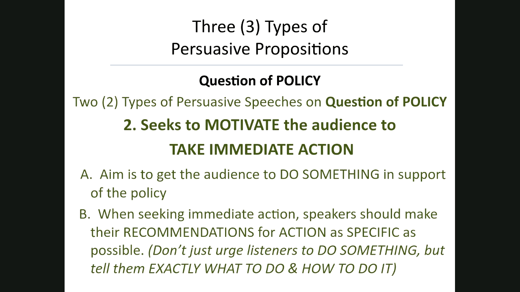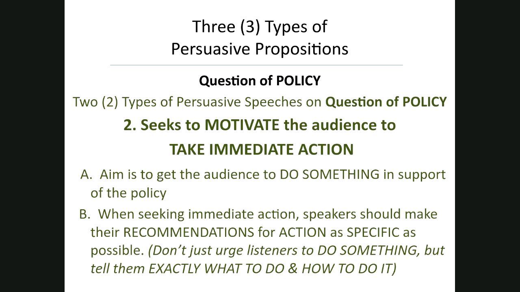The second type of these persuasive speeches on question of policy is one that seeks to motivate the audience to take action. So one is that you want them to think differently. The other one is that you want them to do something. Now, this type of speech aims to get the audience to do something in support of whatever policy you are presenting. When seeking immediate action, speakers should make their recommendations for action as specific as possible. So you don't just urge listeners to do something, but you tell them exactly what to do and how to do it.